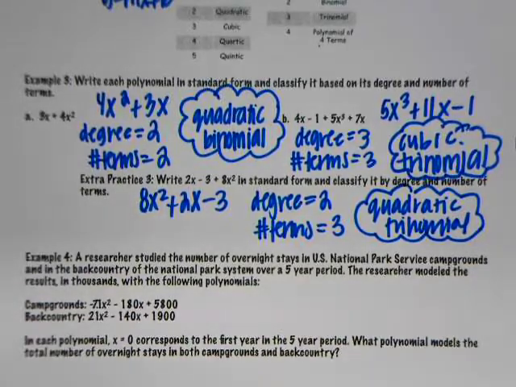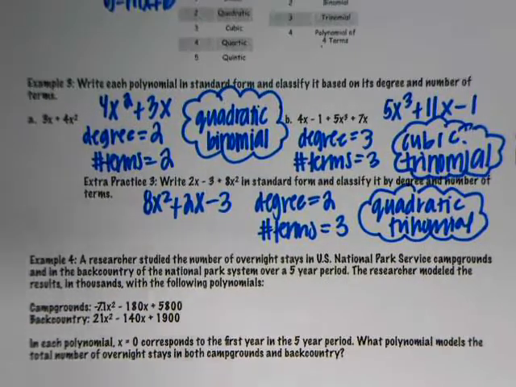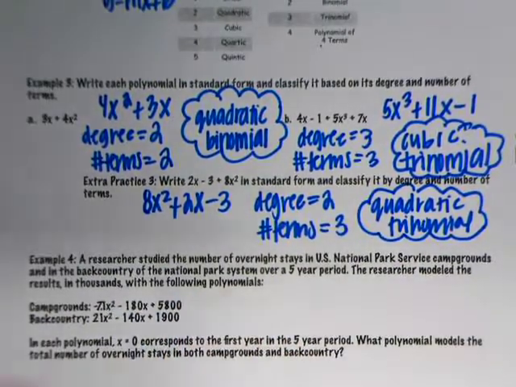Okay, the only thing left is adding and subtracting bigger ones. So for example 4, you have a researcher who has been tallying the number of overnight stays in campgrounds and in the backcountry. It's asking what polynomial models the total number of overnight stays in both campgrounds and backcountry. What is it asking us to do with those two things? If you're finding the total, add them. Yep. So basically combine like terms, same thing. They're just written vertically. So what's negative 7.1x squared plus 21x squared?